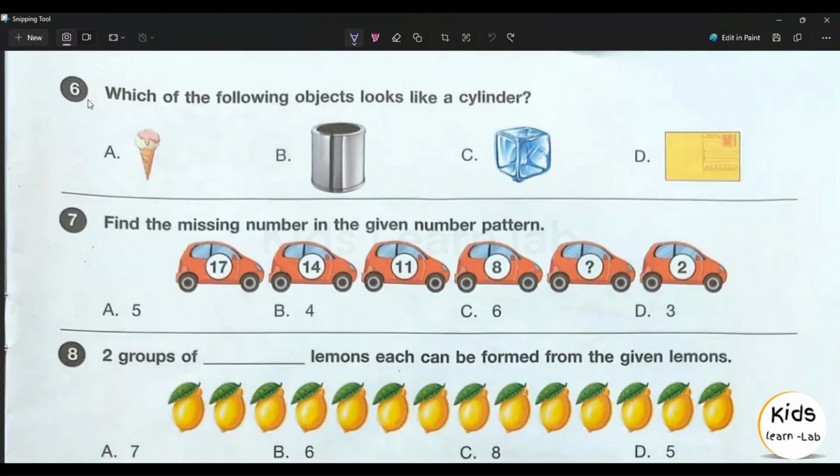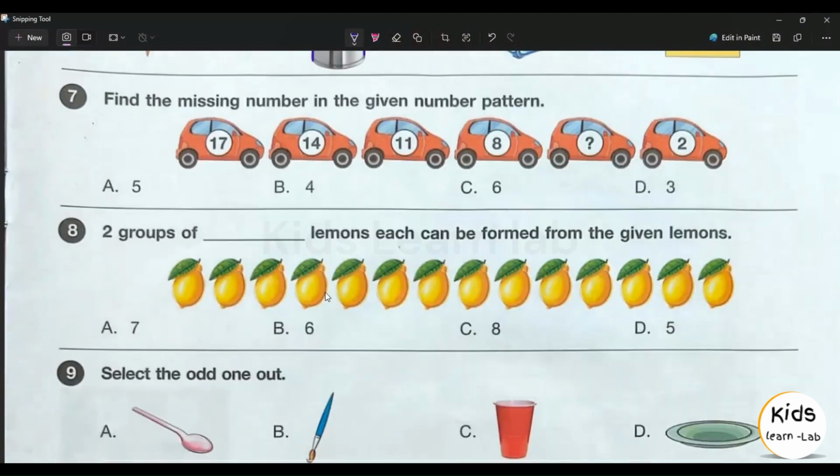Sixth question, which of the following objects looks like a cylinder? In these given figures, option B looks like a cylinder. So option B is the right answer. Seventh question, find the missing number in the given number pattern. 17 became 14, 14 became 11, 11 became 8. So what number pattern is followed in the given figures? 17 minus 3 is 14, 14 minus 3 is 11, 11 minus 3 is 8, 8 minus 3 is 5. So option A, 5, is the right answer, children.